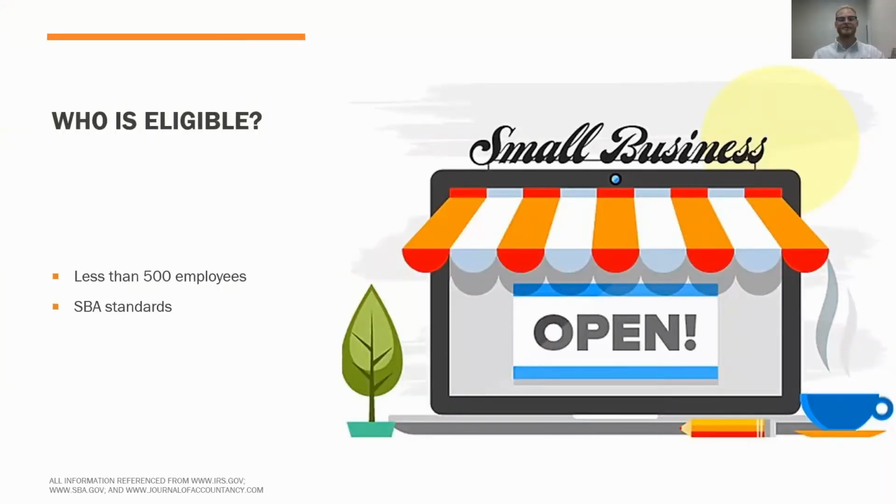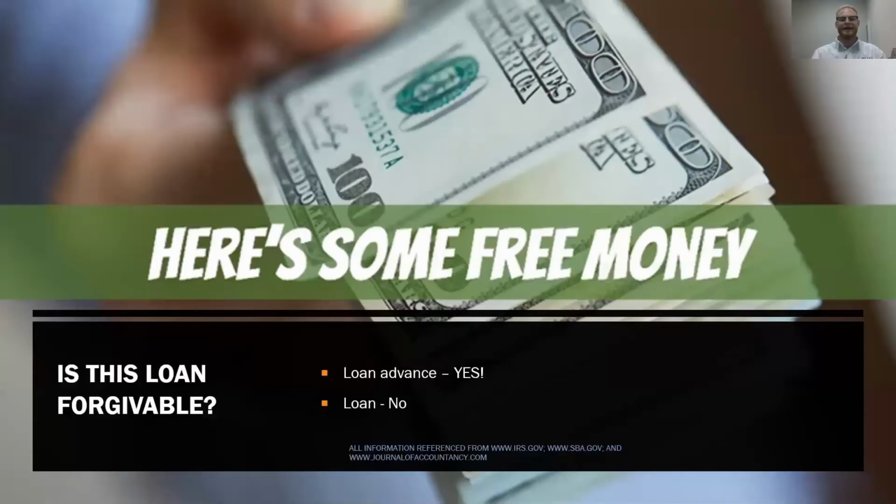All right, so let's talk about who's eligible. Basically, to keep this general, if you have less than 500 employees, you qualify under the SBA standards, so you are eligible. There are a few businesses that are not eligible: anyone who has a revenue stream from gambling, any business involved in lobbying, and governmental entities. There are a few more that we probably should not get into in this presentation. But as long as you're not one of those businesses and you have under 500 employees, you're safe to apply for this loan. And is this loan forgivable?